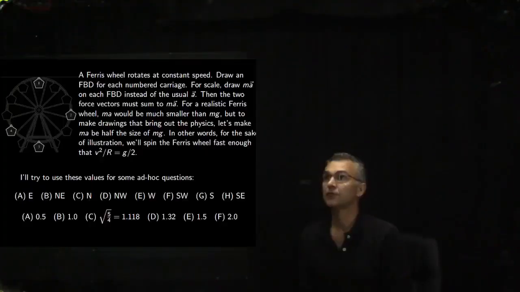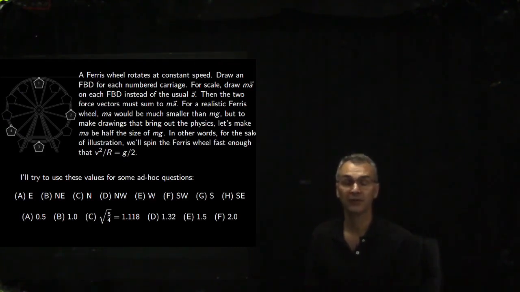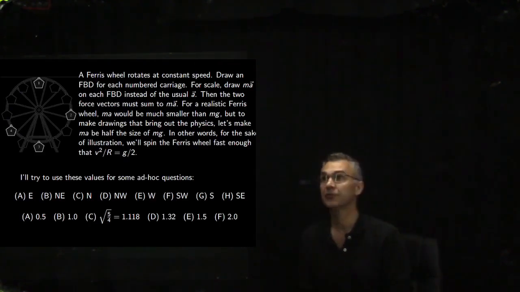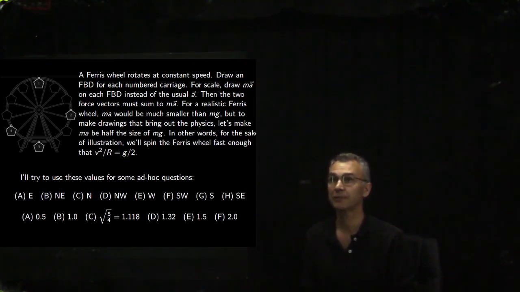A Ferris wheel rotates at constant speed. Draw a free body diagram for each numbered carriage. For scale, draw ma on each free body diagram instead of the usual a. That way it works out with the same scale factor as forces. Then the two force vectors must sum to ma. For a realistic Ferris wheel, ma would be much smaller than mg, but to make drawings that really bring out the physics, let's make ma be half the size of mg. Well, this will be a pretty exciting Ferris wheel.